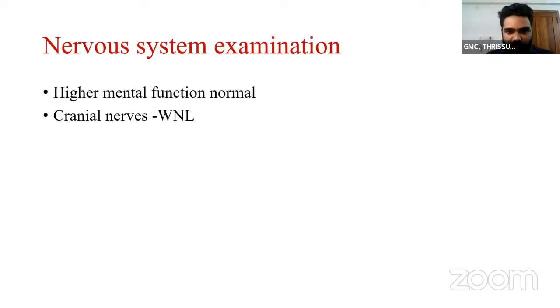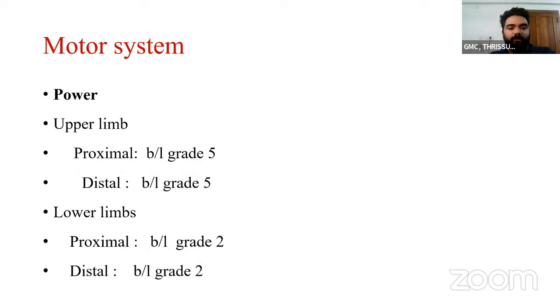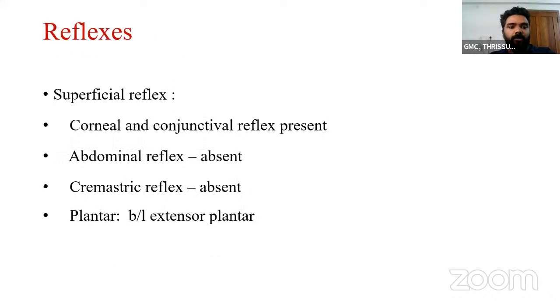Sir, coming to nervous system examination, higher mental function of the child was normal. All the cranial nerves were within normal limit. Coming to motor system, on inspection, bulk of muscles was normal, there was no wasting, atrophy or hypertrophy. Tone in both lower limbs showed hypotonia. Power in the upper limbs was grade 5 bilaterally. Lower limbs had symmetrical weakness, grade 2 bilaterally.